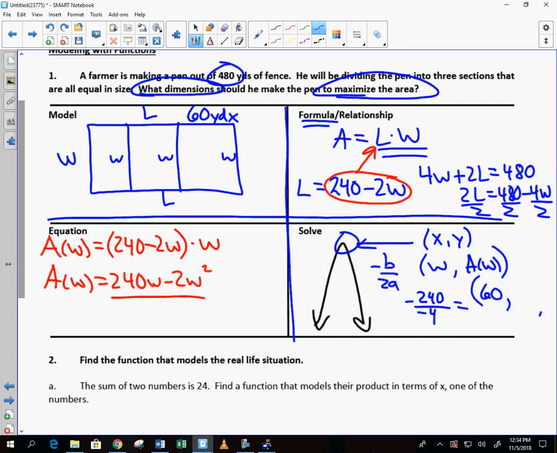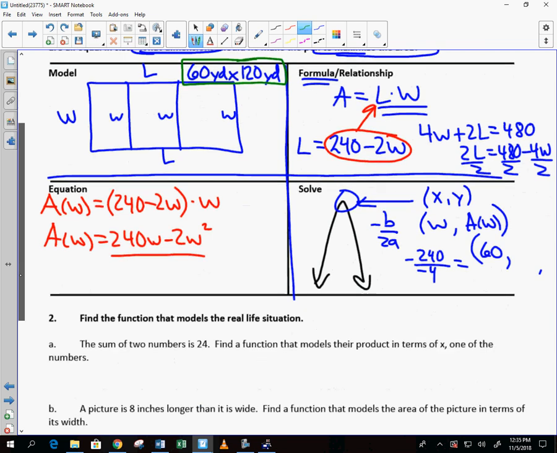So 240 minus 2 times 60, or 240 minus 120, is 120. Those are the dimensions that maximize the area of the pen. Pretty good, huh? I like it.